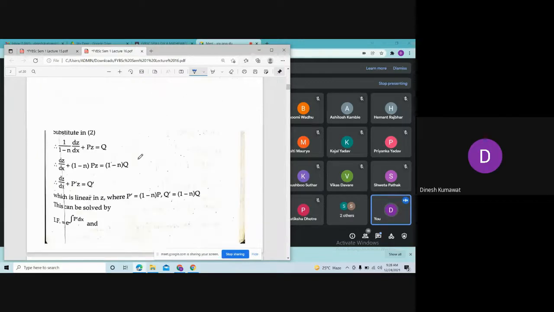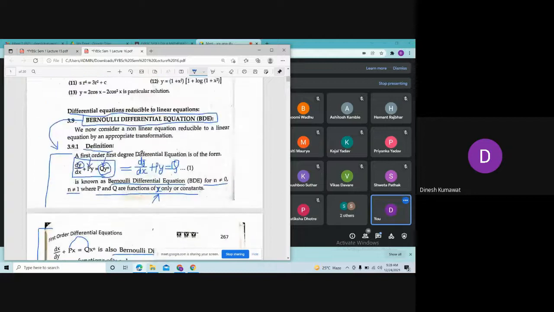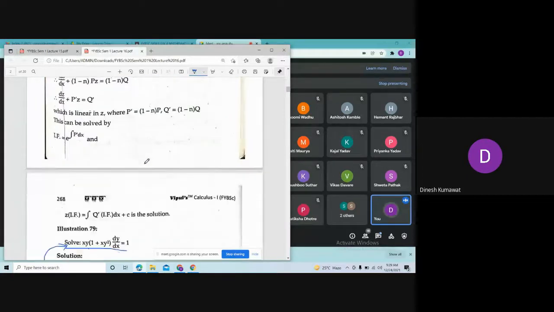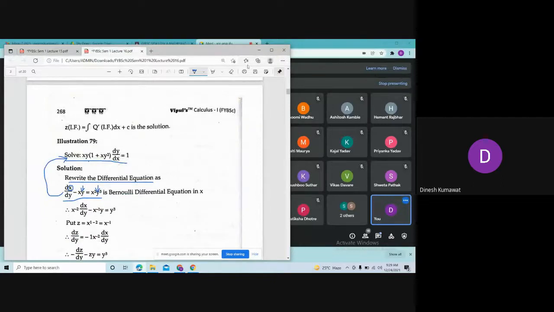Observe the standard form. The standard form of Bernoulli's differential equation is dy by dx plus py is equals to qy to the power n, which means what? The power of whatever appears here, we take it, right? Is it? Yes, sir. So here, in which term have we written it, dy by dx or dx by dy? Observe. dx upon dy. So we need to check its power here.